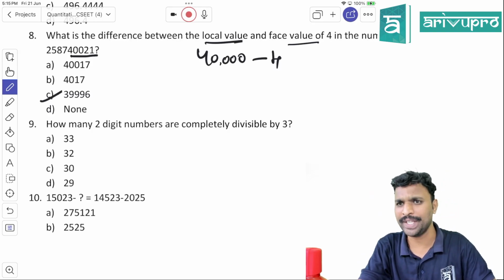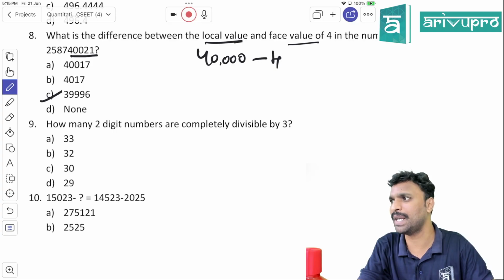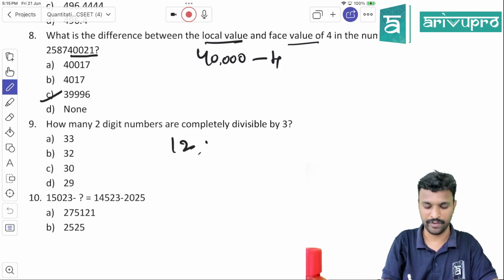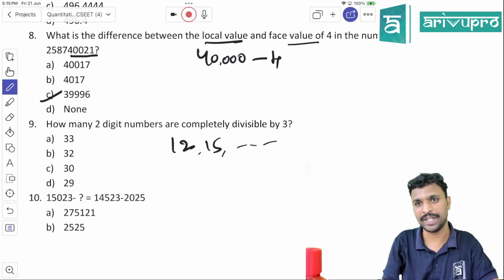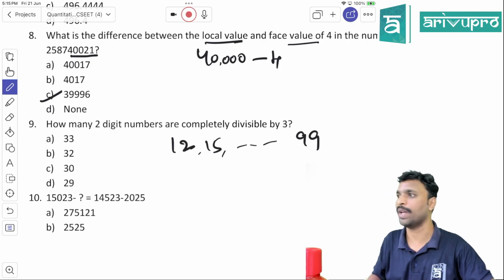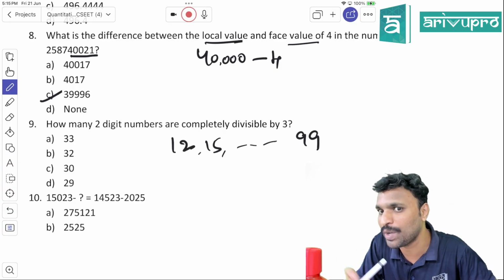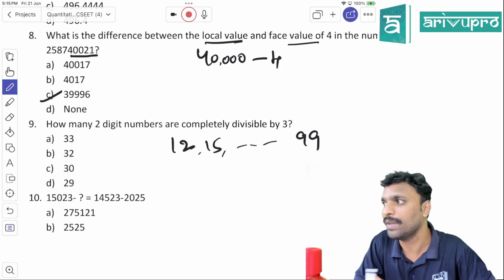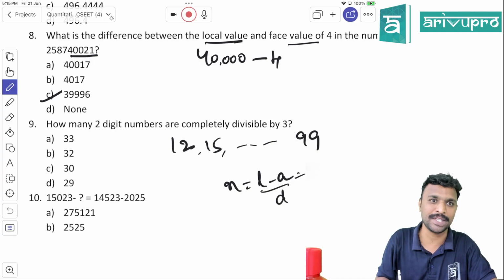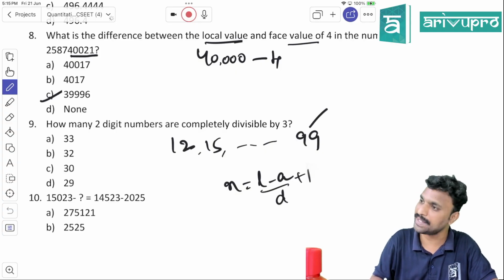How many 2-digit numbers are completely divisible by 3? What is the first 2-digit number which is divisible by 3? 12, 15. The last 2-digit number divisible by 3 is what? 99. How many numbers are there if you want to compute? You remember in AP I gave you one shortcut to find n. What was that? L minus A by D plus 1. Yes or no?